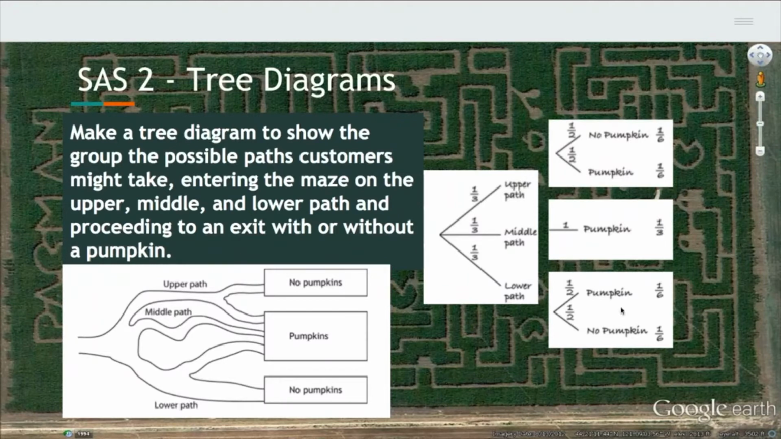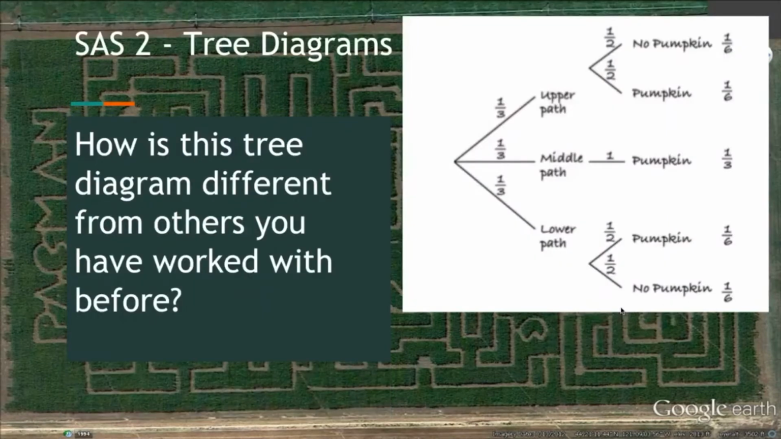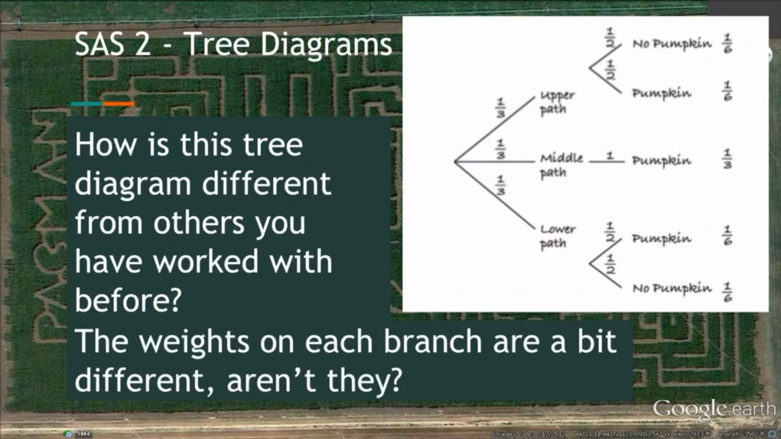Well, it may behoove you to know, to find the total probability of something, how is this tree diagram different from others you've worked with before? Most tree diagrams work from top down and not from left to right. That's typically the way you do it. The weights on each branch are a bit different, aren't they? Yes. Notice they're not all the same weight. This is 1/3, this is 1/2, this is 1/2. How can you have all this in this one line? I think you might find it interesting that the sum of these 2 numbers, and the sum of these numbers, and the sum of these numbers are all 1. Going across, that's something completely different.